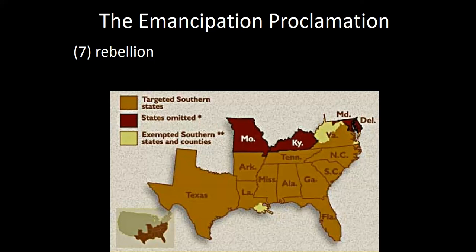It only applies to slaves living in those areas still in active rebellion. In effect, slaves in places where the Union can't actually go and free them. 3 million people in the Deep South were declared free, but since most of them were behind Confederate lines, they can't seize their freedom just yet.